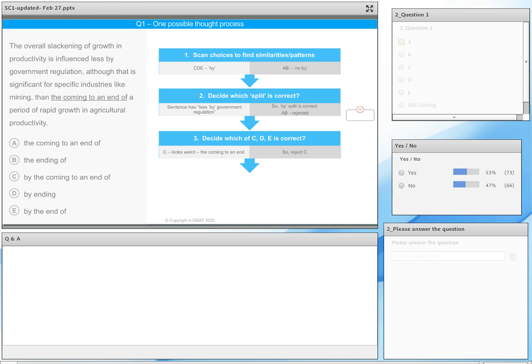And so then they start the process of elimination with C, D, and E quickly, and they say, well, C looks really weird because "by the coming to an end of" is not precise, pretty wordy, not really making sense. So they eliminate choice C. They look at D, "by ending." They look at E, "by the end of." They get down to those two answer choices. They decide E is better because that gives us that noun entity, so that they kick into that grammatical result. So they reject D. They go with E.